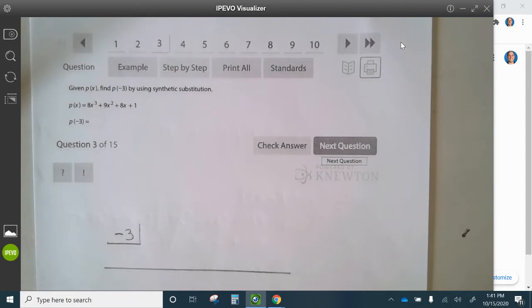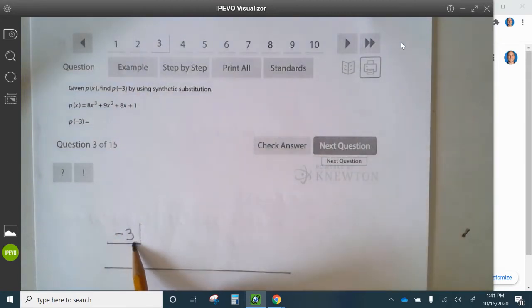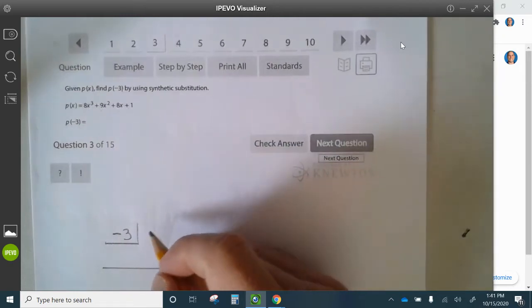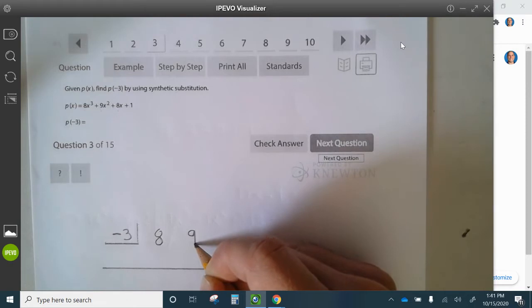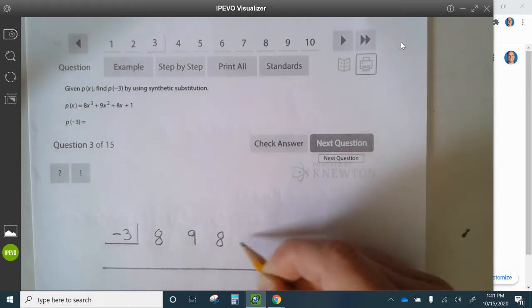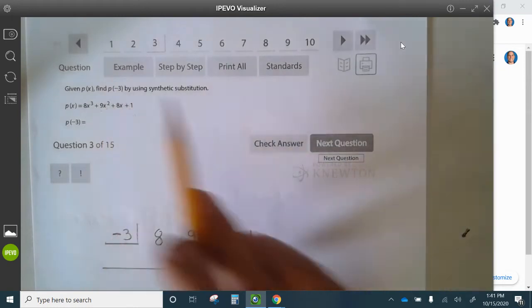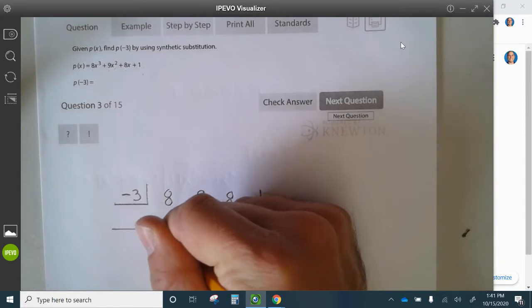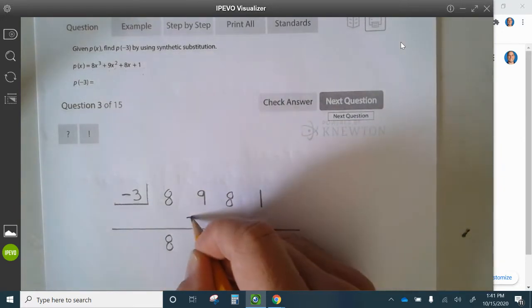So the negative 3 is your a value, which goes there, and then we take the 8, 9, 8, and 1 and bring it here. So that's 8, 9, 8, 1. And we're good because we have cubic, square, x, and a constant. Now for the synthetic division, we bring down the first term, 8, and now we multiply. Negative 3 times 8 is negative 24.